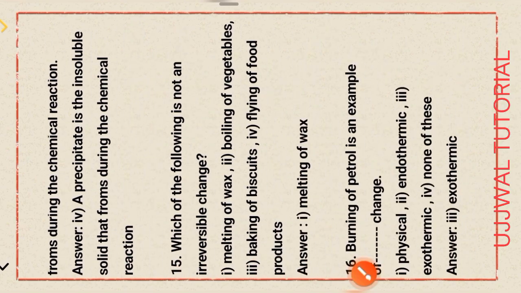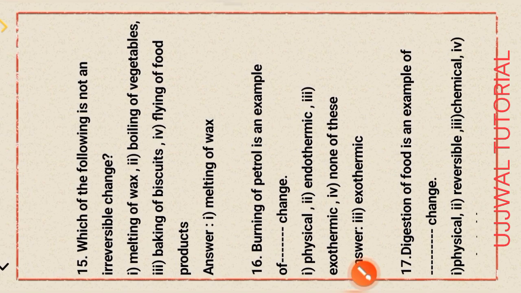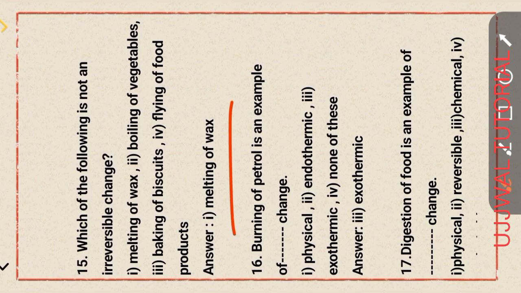Question number 15. Which of the following is not an irreversible change? Option 1. Melting of wax is not an irreversible change. Okay. Next question number 16. Burning of petrol is an example of dash change, exothermic change, due to create the heat. So it is the exothermic change.